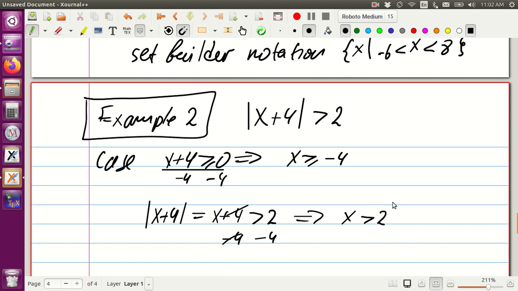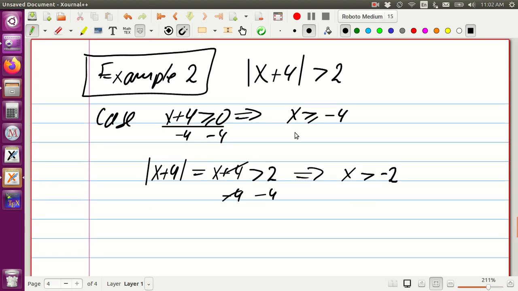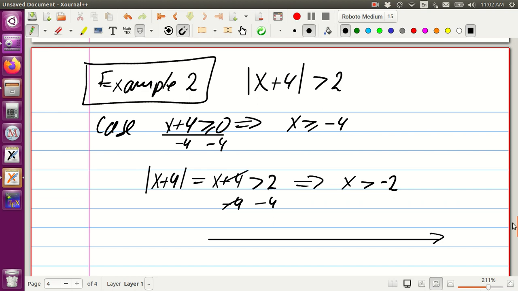I said 2 actually. That is negative 2. X is greater than negative 2. All right, so let's try to pull all of this together. So we have a line going this way, and we start at negative 4 on the left, so we put a filled-in circle at negative 4, but then to the right of negative 4 we have a negative 2 over here.